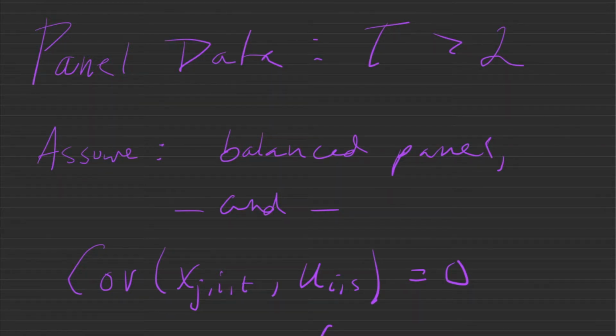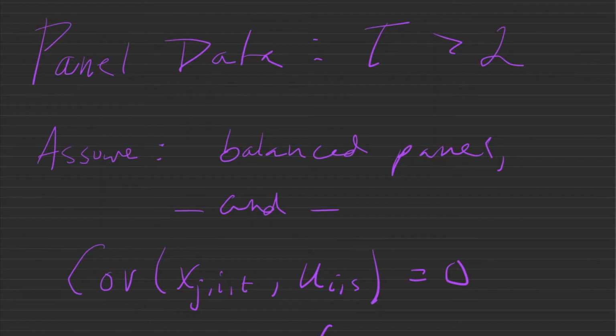First, we need to be able to assume a balanced panel. That is, for each of the time periods, we have a complete observation of the n cross-sectional units. So we're saying that the n cross-sectional units show up for all the time periods. None of the cross-sectional units are missing in any of the time periods.